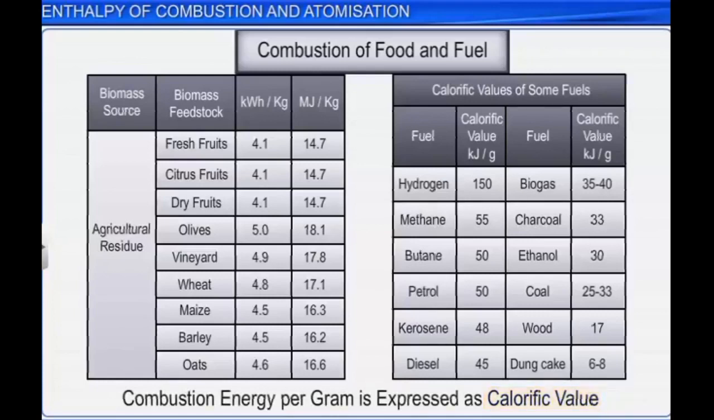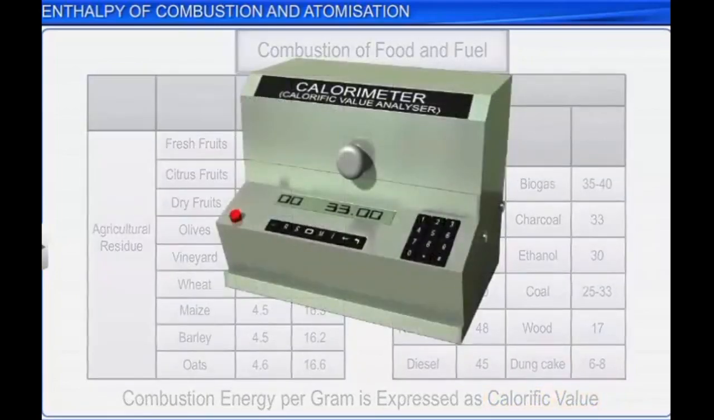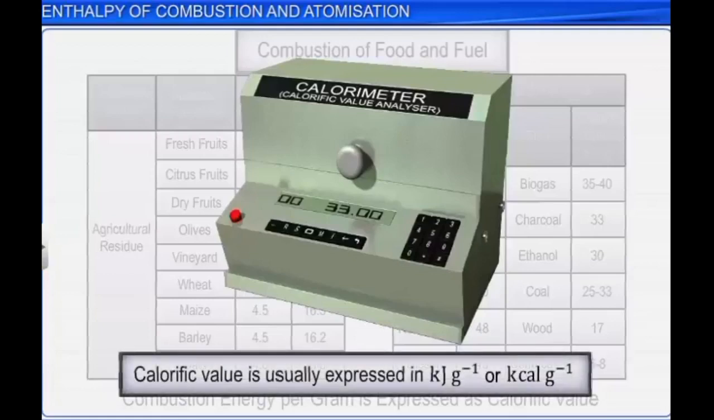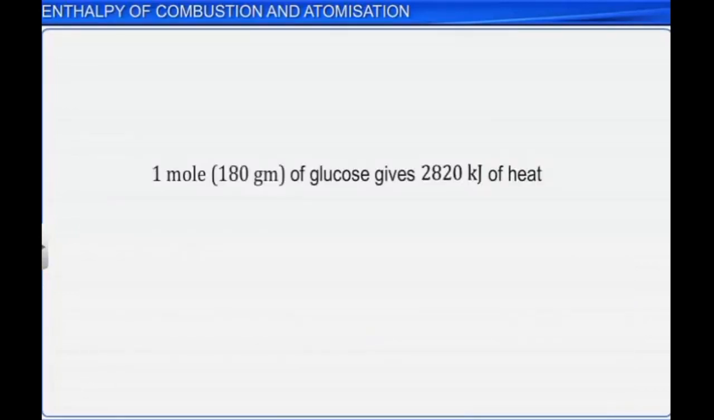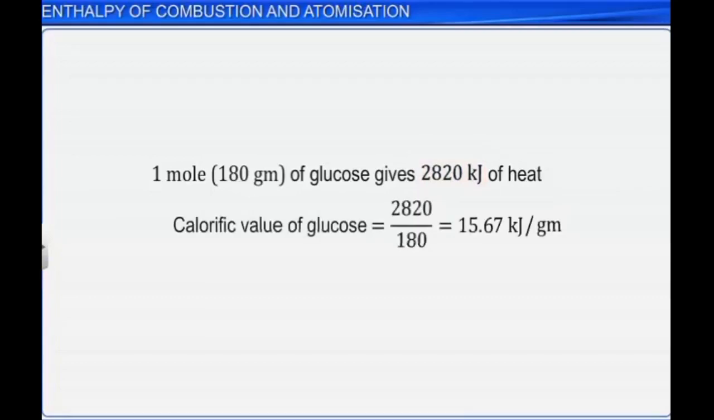Calorific value of food or fuel is defined as the amount of heat released by the complete combustion of 1 gram of fuel or food. Calorific value is usually expressed in kilojoules per gram or kilocalorie per gram. When 1 mole of glucose burns, it releases 2820 kilojoules of heat. Hence, the calorific value of glucose is 2820 divided by 180, which is equal to 15.67 kilojoules per gram.